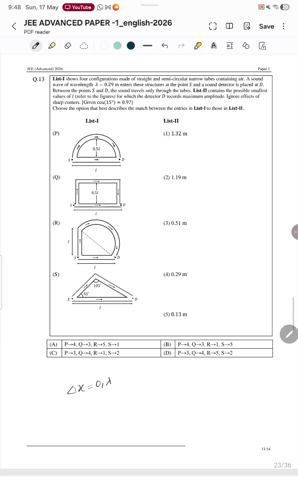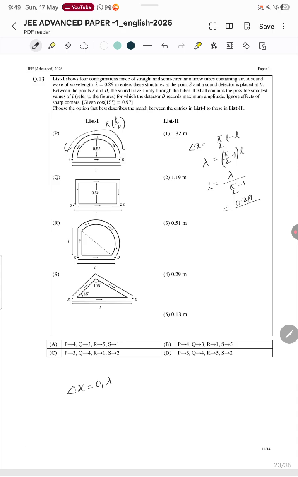Let's talk about the first option, beta. In the first option, this is L and this is 0.5 L, so this length is actually pi r, that is L by 2, right? So what is the path difference here? The path difference is again this, 2 pi by 2 is more than 1, right? So we'll get pi by 2 L minus L, which is again pi by 2 minus 1 into L. When I put delta x equal to lambda, beta, I will get L equal to lambda upon pi by 2 minus 1.